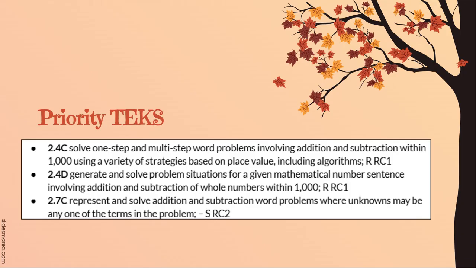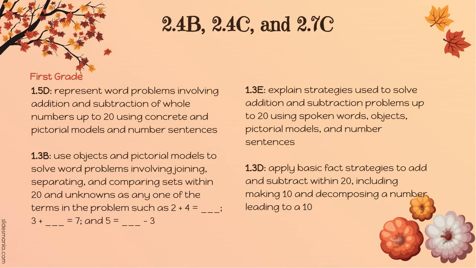In Module 4, there are 3 priority TEKS. 2-4C, solving one-step and multi-step word problems to 1,000, although for now we're only going to 100, using a variety of strategies. 2-4D, generate and solve problem situations for a given mathematical number sentence. And 2-7C, represent and solve addition and subtraction word problems where the unknowns can be in any one of the terms of the problem. To help us with that vertical piece, we're going to go back to first grade and look at where our students are coming to us from.